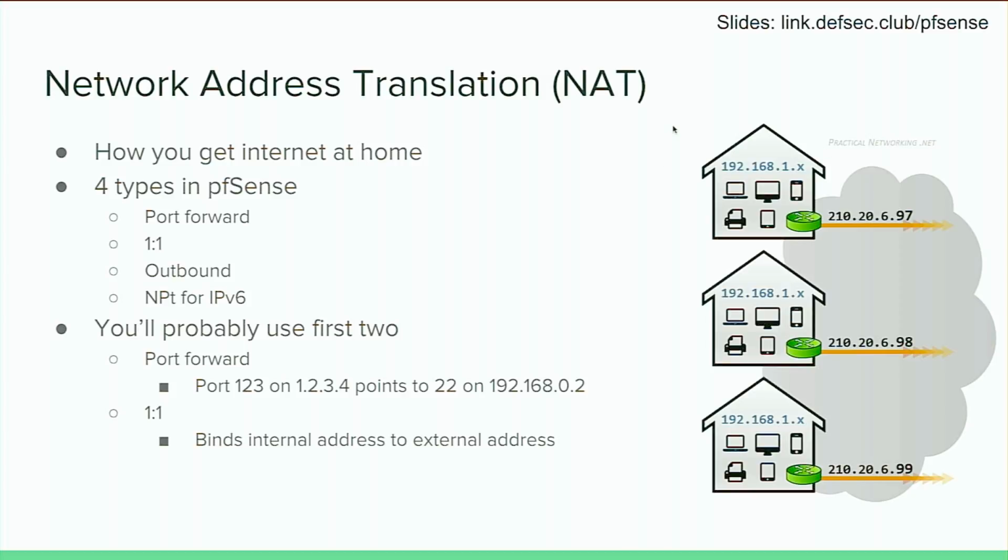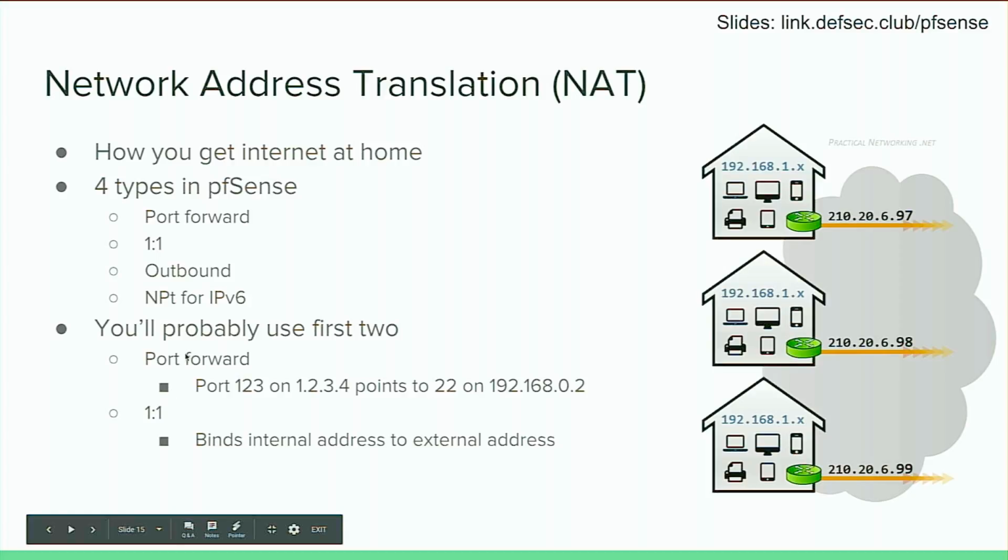So for how you get internet at home, you have one public IP address, let's say 210.26.97. And inside you have the 192.168.1 network, the same as your neighbor and the other neighbor down the street. You all have the same internal IP addresses, but because everything's coming from a different external IP address, your router at home translates what's coming inbound by the port number and directs it to the right client on your internal network.